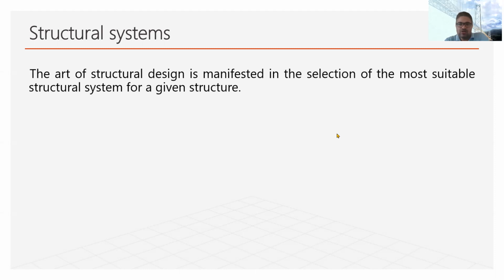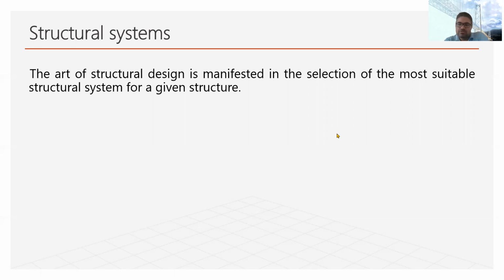So, the art of structural design is truly understood in the selection of the most suitable structural system for a given structure. In this, the arrangement of beams or girders or any joint or the truss and the column to support the vertical load, and for the horizontal load, the selection of a suitable bracing system. It really poses a great challenge to the structural engineer.